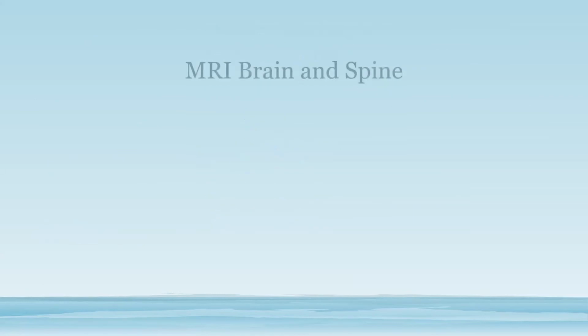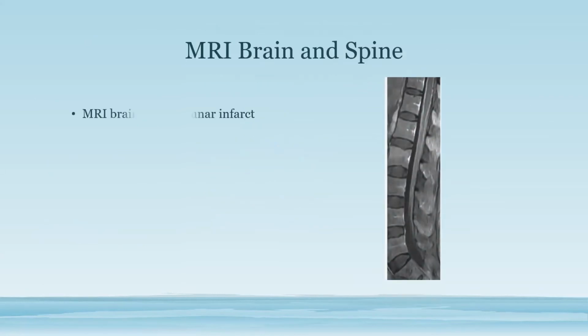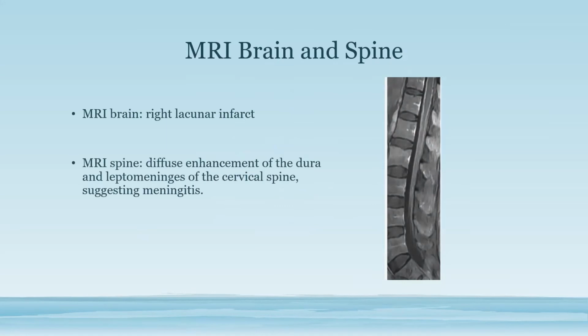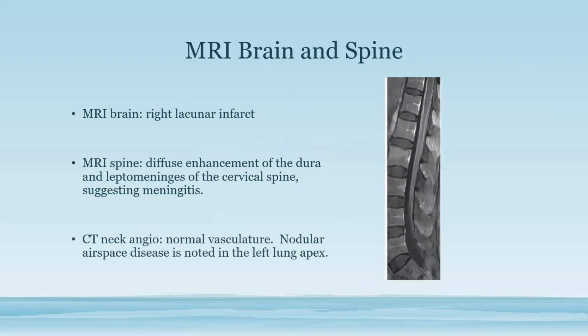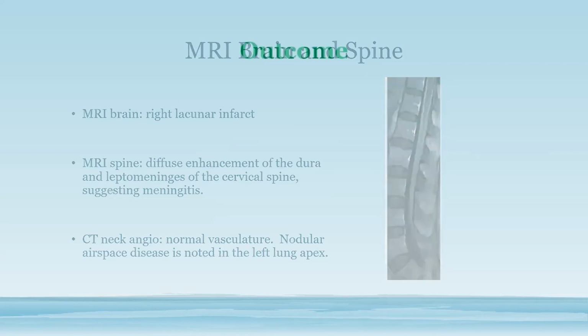And her imaging of her MRI, her imaging of her brain and spine showed she had a right lacunar infarct, and the spine showed findings of meningitis. Interestingly, they were looking for other etiologies for her lacunar infarct, and on her CT neck angio, they did see at the left lung apex, she had nodular airspace disease.